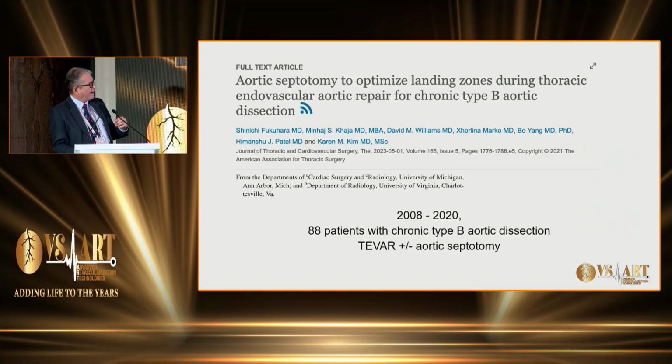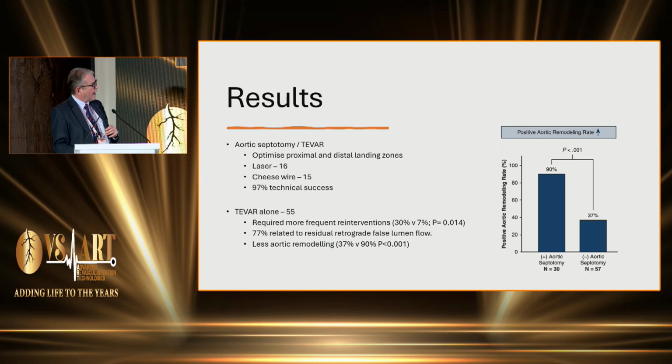Now, this was an early paper from Ann Arbor, and it described early experience of just aortic septotomy, not electrical, but aortic septotomy. It showed that it works. And they looked at 88 patients with chronic type B dissections who had TEVAR plus or minus septotomy over a 12-year period. And the results are this. The septotomy was to optimize the proximal and the distal landing zones. And they did 31 cases, although it does say 30 on the diagram over there. I'm not quite sure where they lost one.